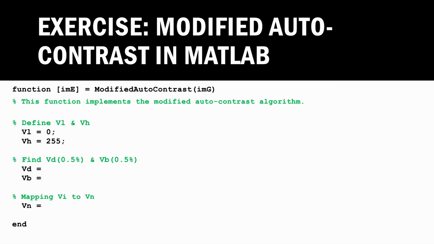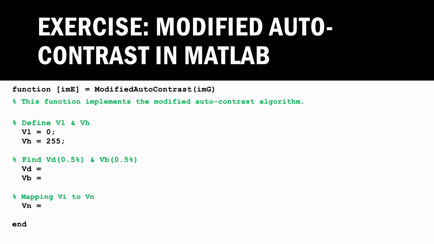Here we revise the auto-contrast function to make it more robust. The new version is called Modified Auto-Contrast. It takes a low-contrast grayscale image, IMG, as input and produces an enhanced image, IME, as output. We still define the output range as before, setting VL to 0 and VH to 255. But instead of using the absolute minimum and maximum from the image, we replace them with threshold values.